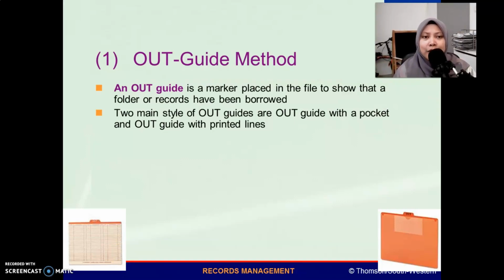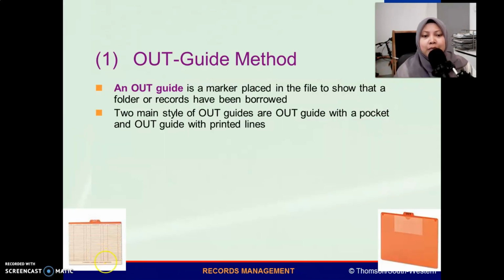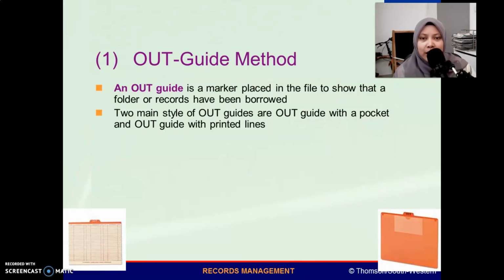Okay, you still remember just now the first step is we have to fill up the requisition form. So the second copy of the requisition form, we can keep in this out guide. We attach the information about the borrower in that pocket. And this out guide will be placed at the location of the borrowed file. Or if your company does not want to have that way, your company can choose this out guide with the printed line.